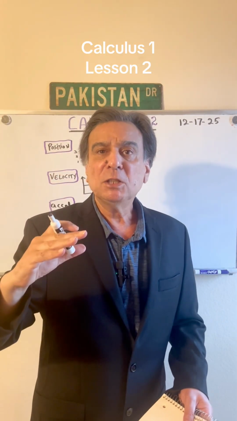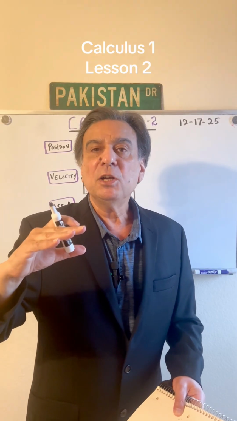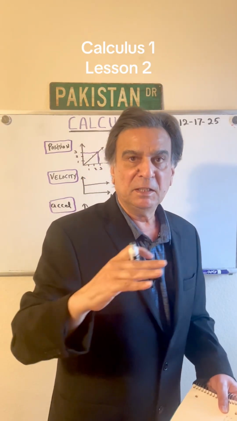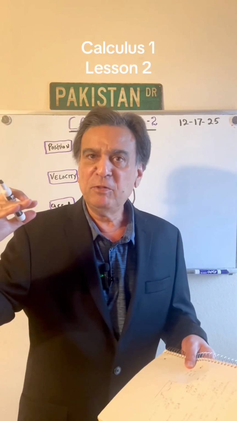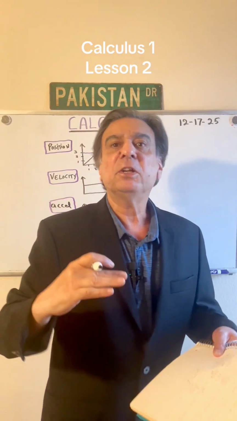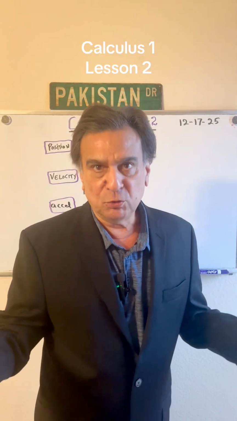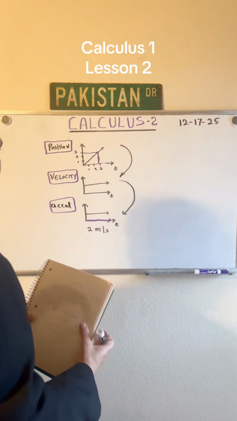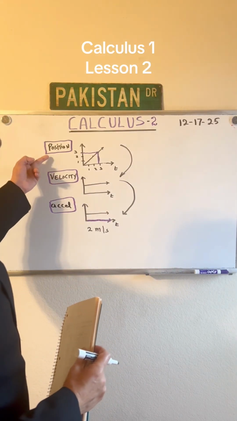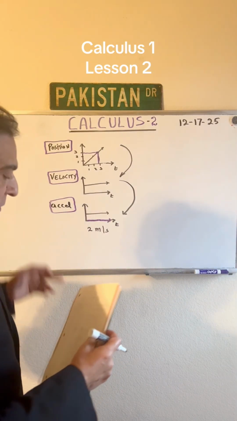How much distance are you covering per second? So there is a change. But if there is no change, if everything is constant, then the derivative is zero. It's a constant. So basically I said graph of position, graph of velocity, graph of acceleration.